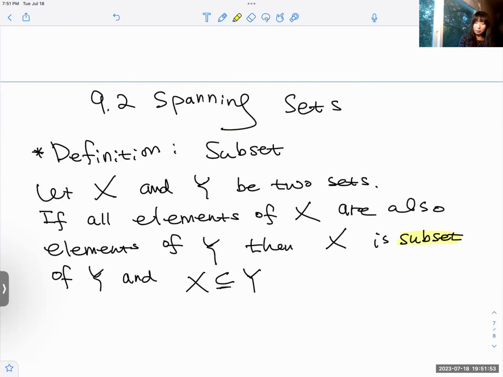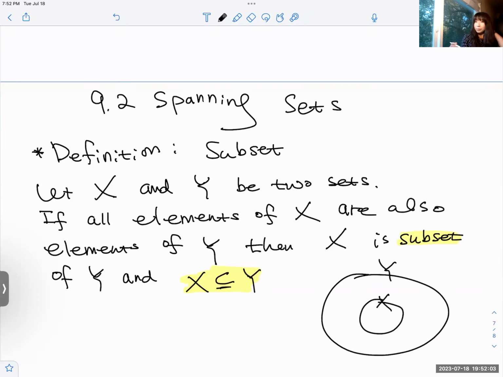Subset, and we denote it this way, right? So it's like this: Y and X. Yeah, X is a subset of Y.